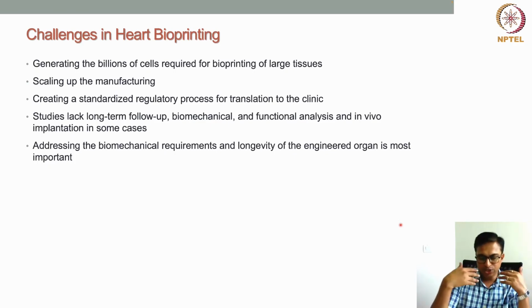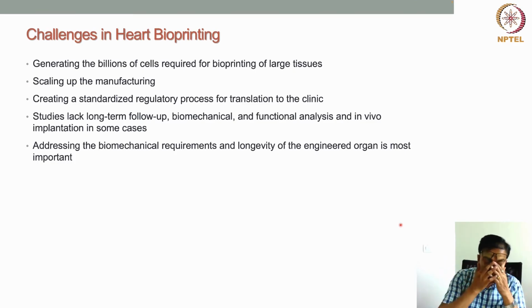So again, we need to expand those cells, and we need to take care during expansion that they do not lose their phenotype and genotype, so that the cardiac tissue specific properties are maintained. Another source: maybe we can isolate stem cells from that patient, and then differentiate them toward cardiac specific lineages.